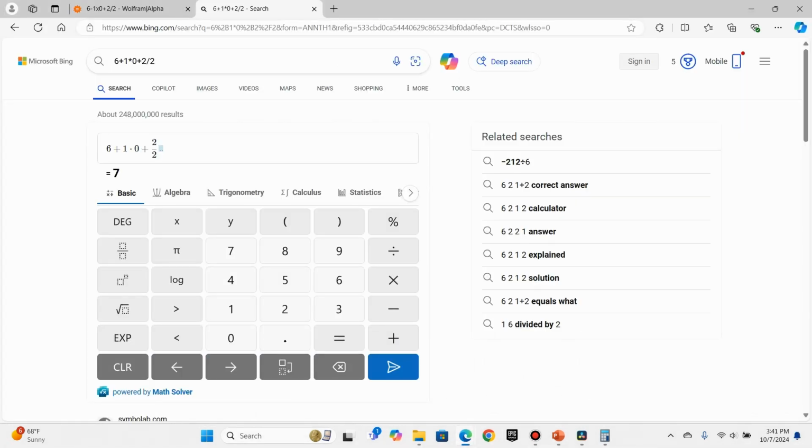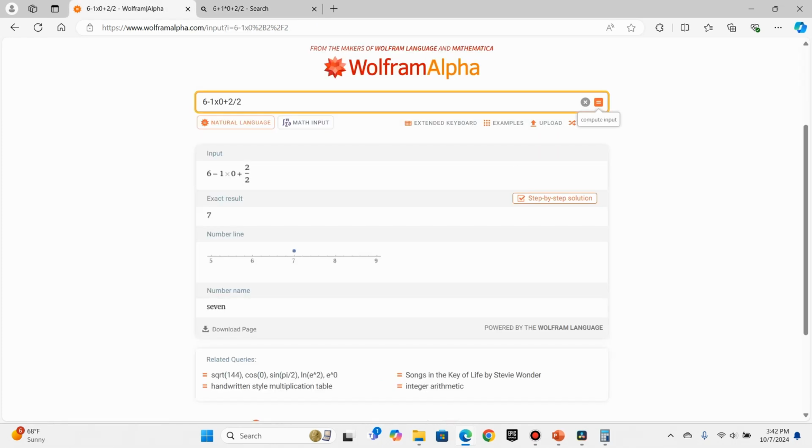looking at that here. Now, you can enter this into Google, for example. If you enter this into Google, 6 plus 1 times 0 plus 2 divided by 2, it gives you the correct answer of 7. That's expected. You've also got Wolfram Alpha, a popular website for entering in expressions. Again, 6 minus 1 times 0 plus 2 divided by 2 gives you the answer of 7.